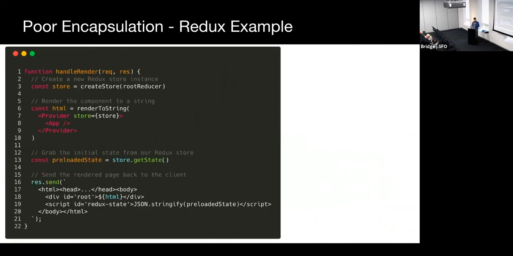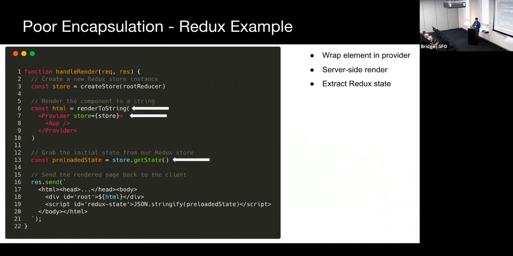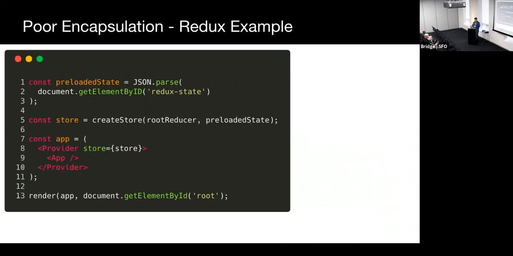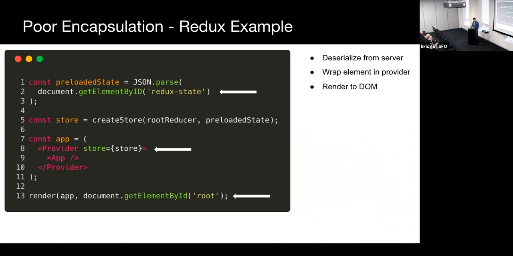So here's Redux integrated into an Express app, and you'll notice the pattern here. So on the server, we're wrapping our elements in a provider, we're running our server-side render, we're extracting that Redux state, and then we're serializing it into the HTML. And then the same thing in the browser, we're going to deserialize that state from the server, we're going to wrap our element in a provider, and render to the DOM.